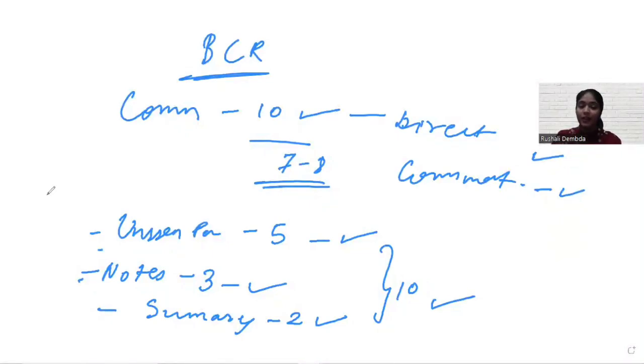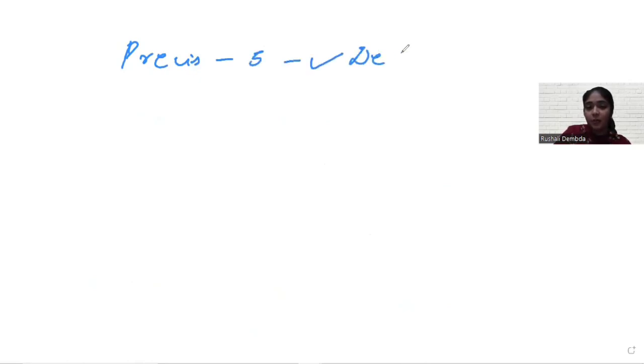Okay. Now, next, your note making is done. Precise writing: 5 marks compulsory, observed in December 23, June 23, and November 22. Compulsorily this question is there.